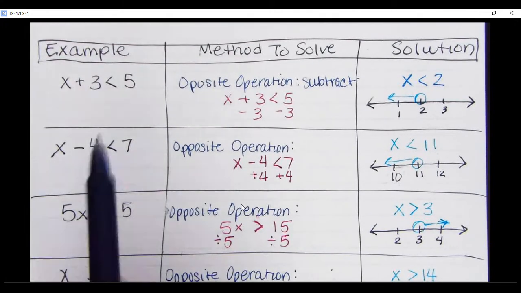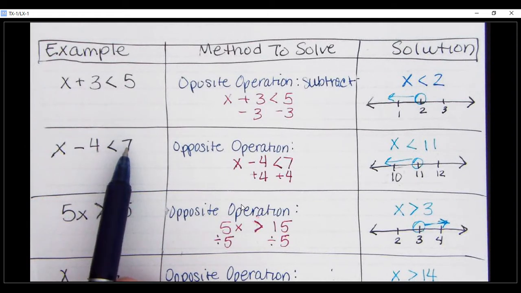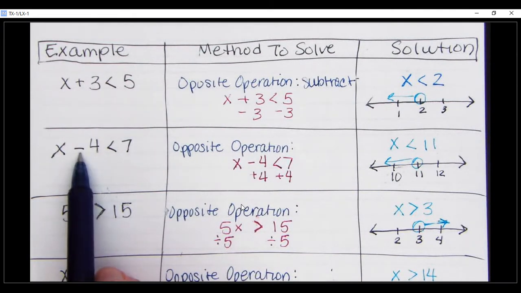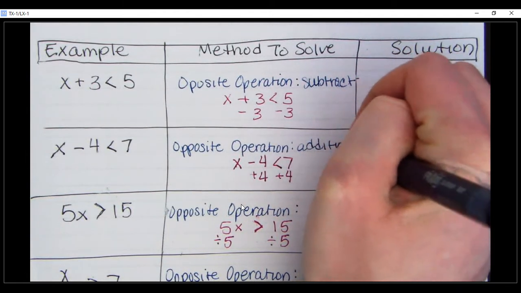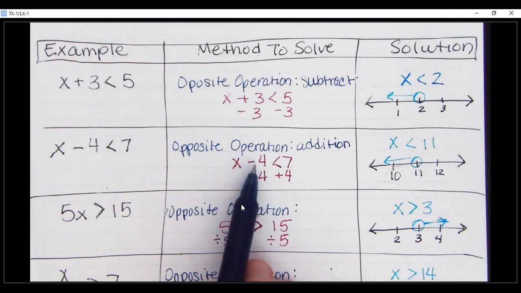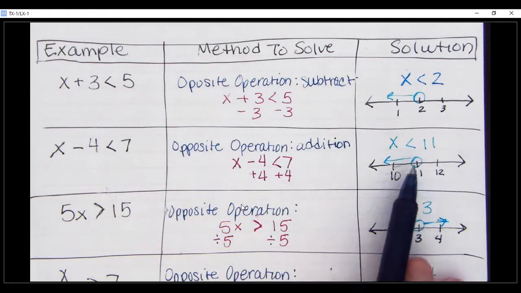Let's look at that second problem. So we have x minus 4 is less than 7. We want to find that number that will make this side less than 7. So let's use the opposite operation again. So the opposite operation of my subtraction is going to be addition. So I have my x minus 4. Since I'm subtracting 4, the opposite operation is adding that. If I add 4 to both sides, I'm going to get an answer of x is less than 11.